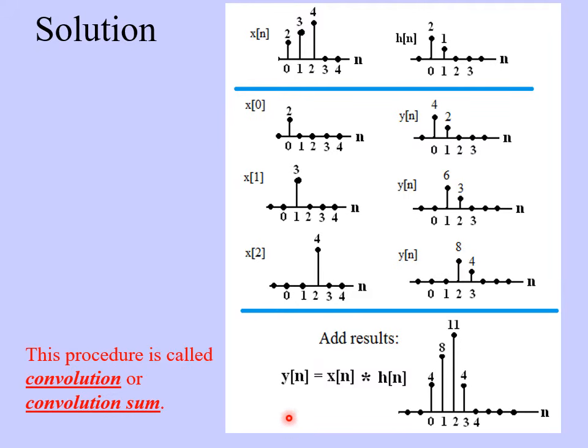So the result here, y of n, is written actually as x of n star h of n. This star here doesn't mean multiply. This is the convolution operator. So it's x of n convolved with h of n. So this is the input, x of n, up here, convolved with the impulse response h of n, which was given up here, and that gives us the output. Now, how do you figure out the convolution of 2 sequences like this? Just like we did here.